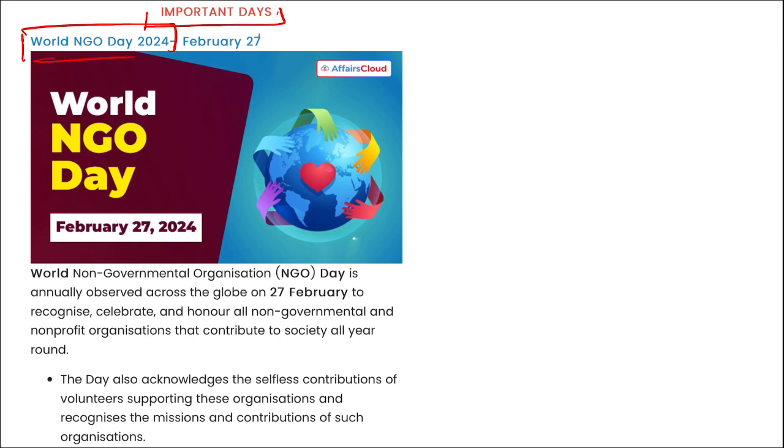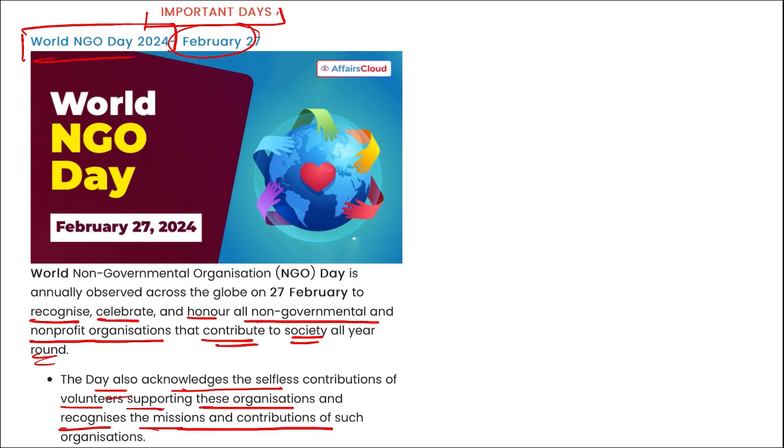World NGO Day is observed on 27th of Feb and it is to recognize, celebrate and honor all non-governmental and non-profit organizations that contribute to the society all year round. Right, this day also acknowledges the selfless contribution of volunteers supporting these organizations and recognizes the mission and contributions of such organizations. So World NGO Day is observed on 27th of Feb. Correct. And this year it was the 11th edition of the World NGO Day that was observed. For the first time it was observed in 2014.